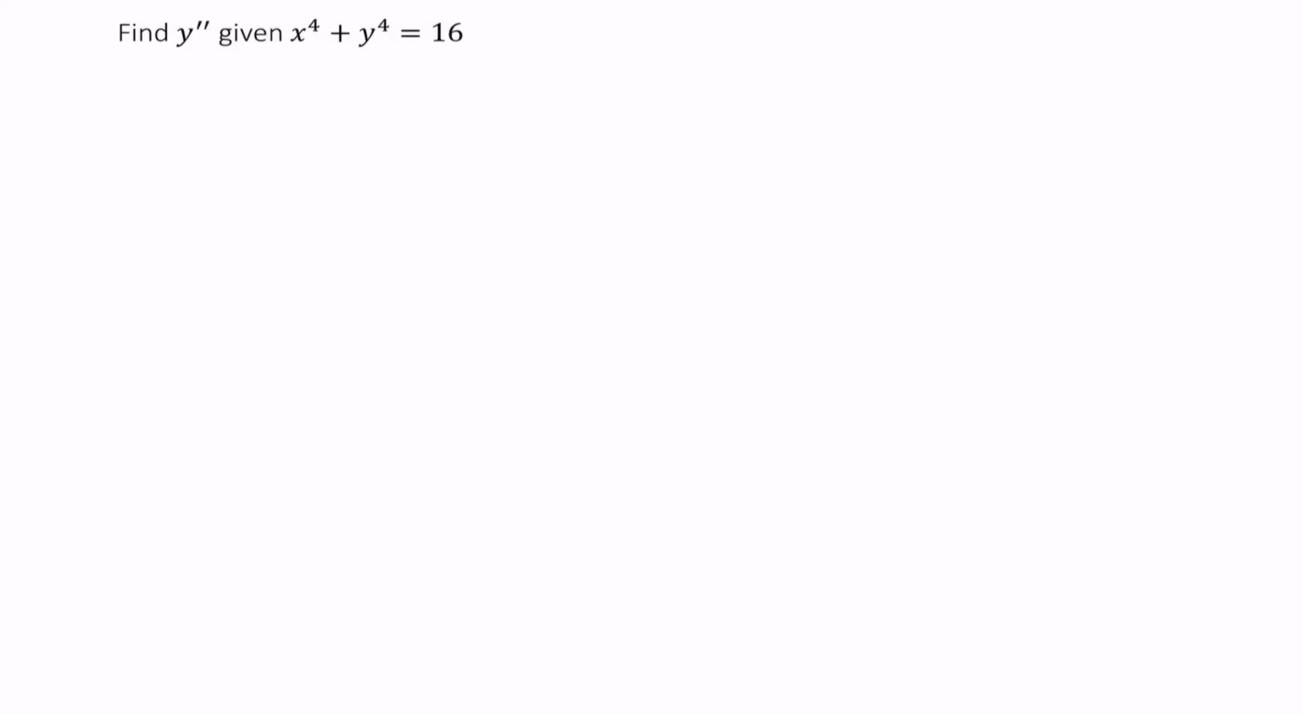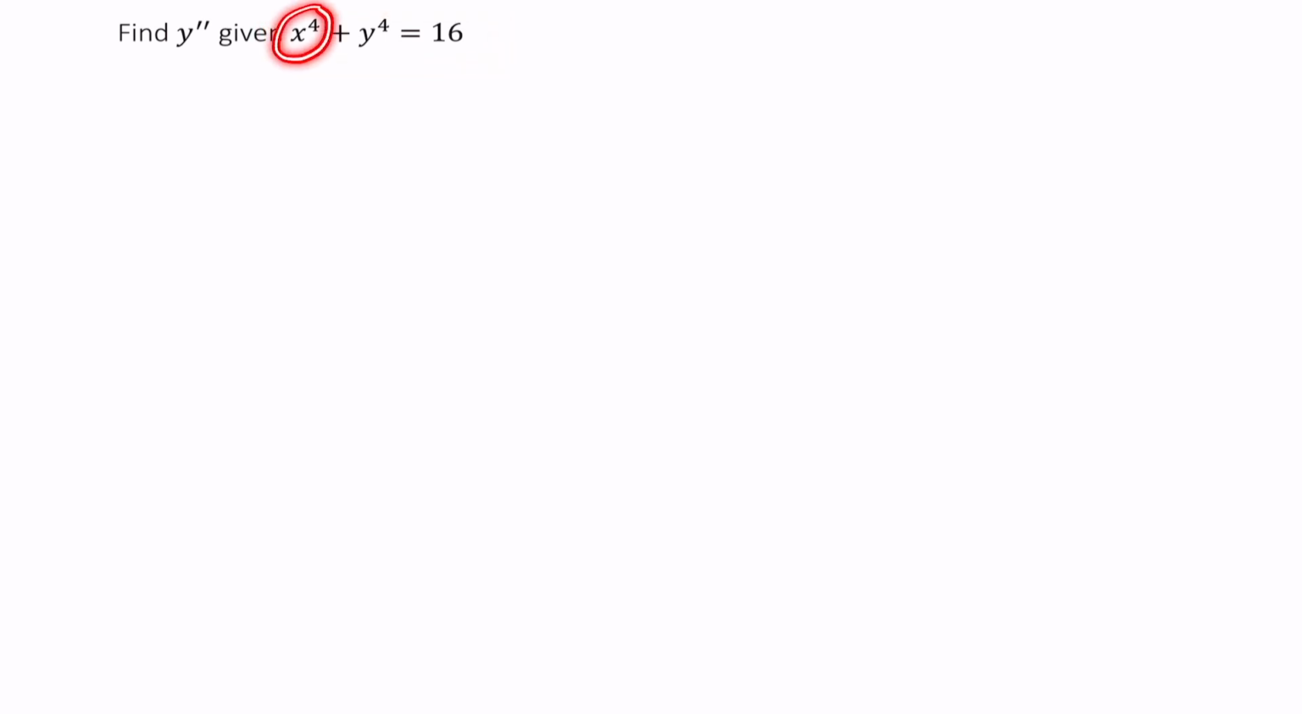Welcome. In this video, I'm going to demonstrate how to find the second derivative of x to the fourth plus y to the fourth equals 16 using implicit differentiation. So first things first, before we can find the second derivative, we need the first derivative. So let's find the derivative of this with respect to x.